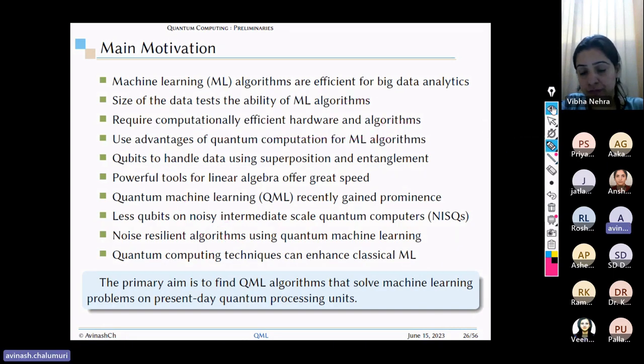Now, what are all these? Why are these important for machine learning? Why are these important for computer science and all?